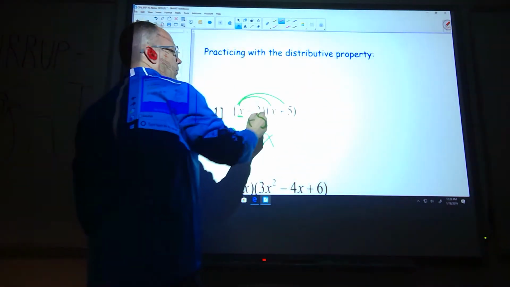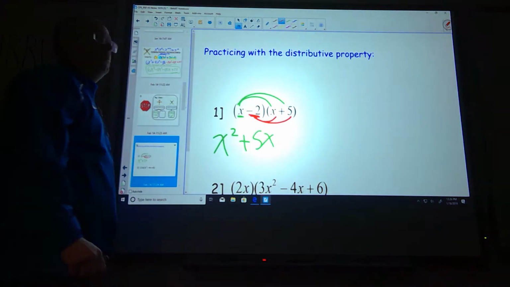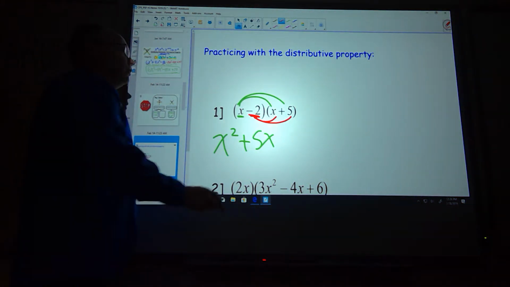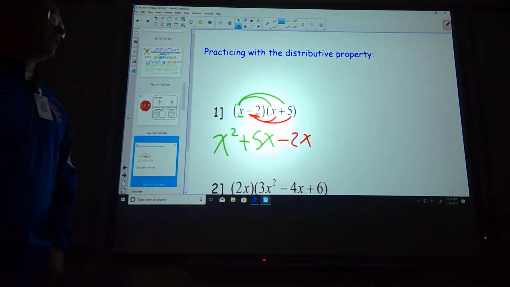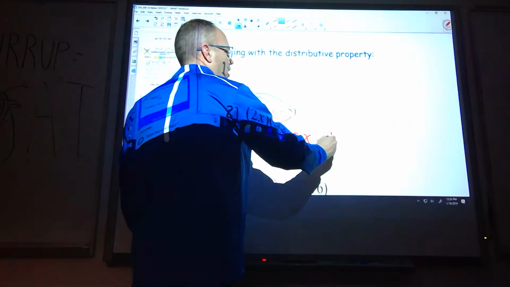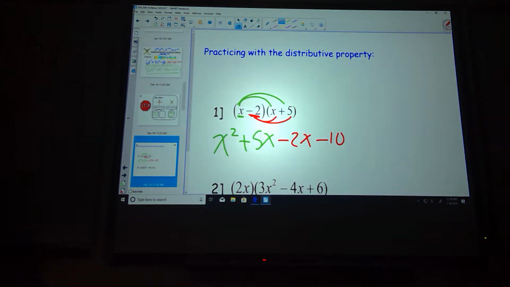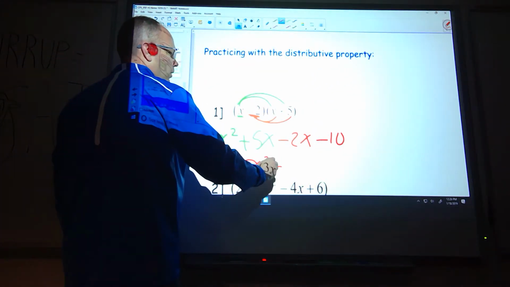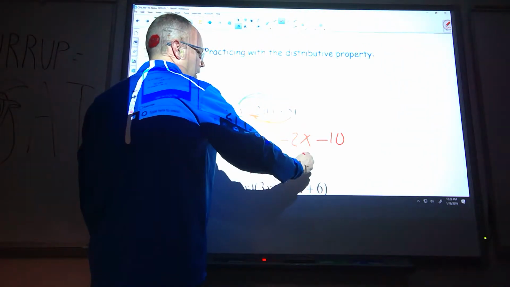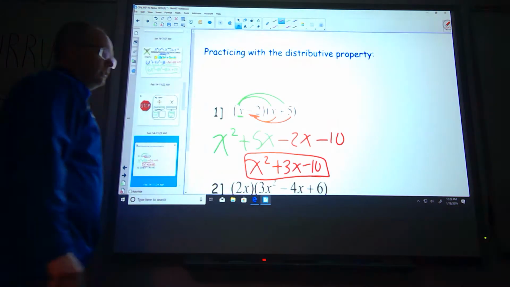And then we'll do this in red. So I have the negative, so negative here and here. So what's negative 2 times x? Negative 2x, good. And what's negative 2 times 5? Negative 10. Are there any like terms that are up there? Yes. Which ones? The 5x and the negative 2x. So 5x subtract 2x is 3x minus 10. That's it.